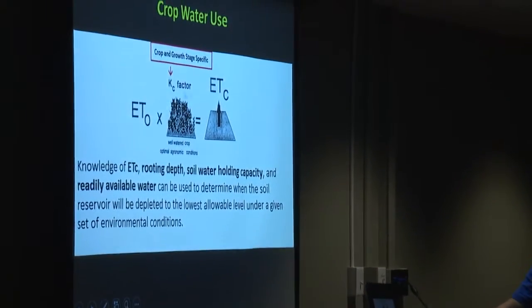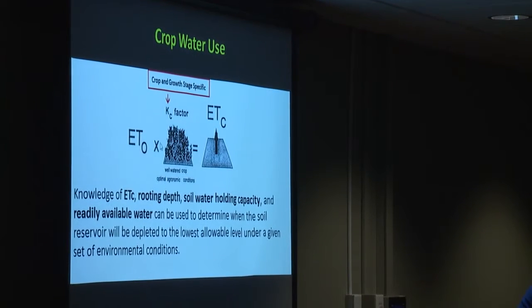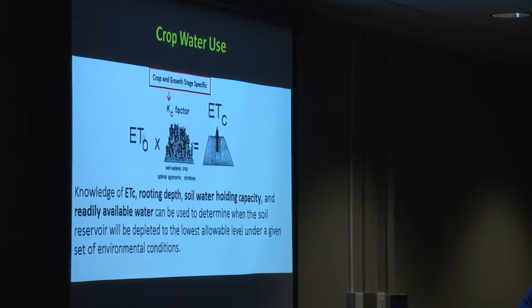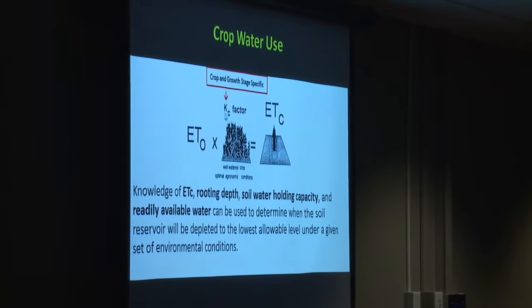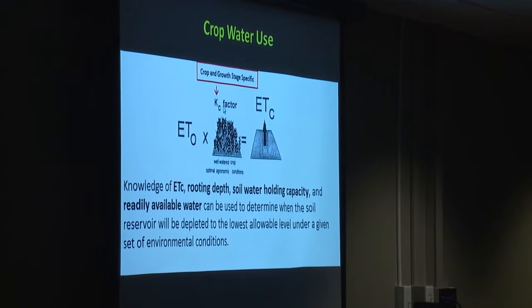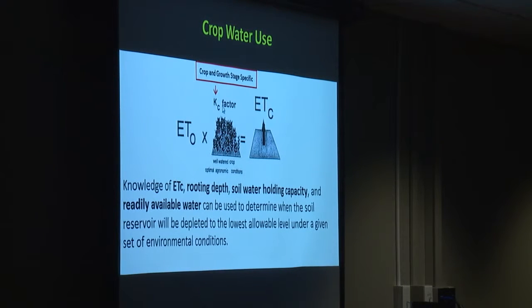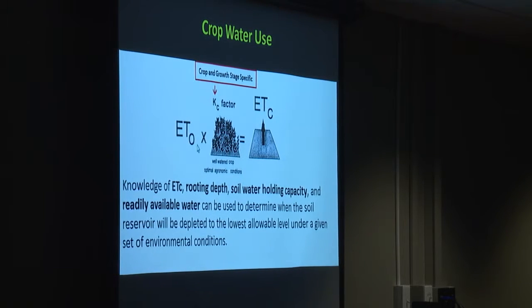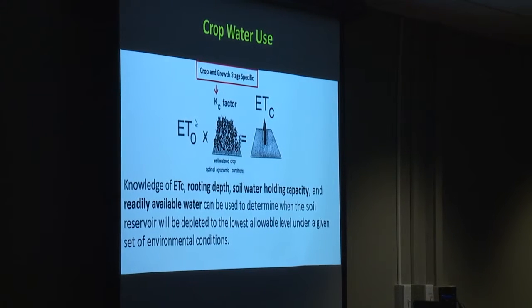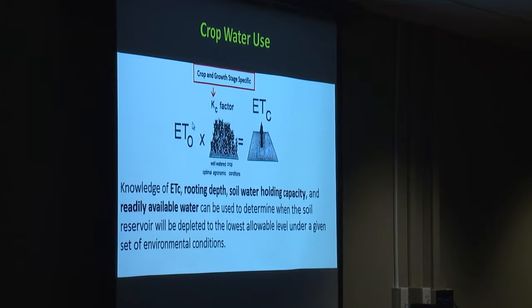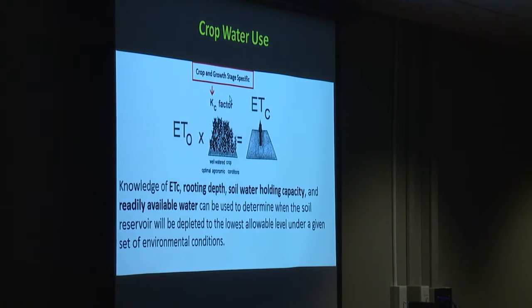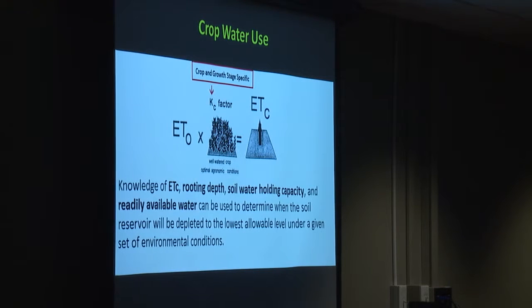But then we can get at crop evapotranspiration. We can get at that by using reference evapotranspiration and multiplying it by what we call the crop coefficient. The crop coefficient is crop specific and growth stage specific. Just as an example, if evapotranspiration for a certain period of time was an inch, and the crop coefficient at that particular period of development is 1.2, you'd apply 1.2 inches of water. That would be the crop evapotranspiration.